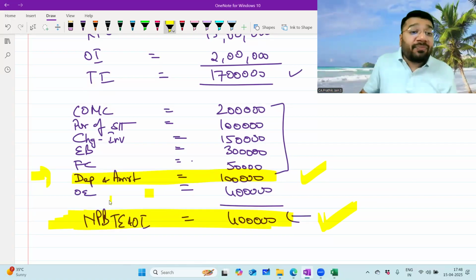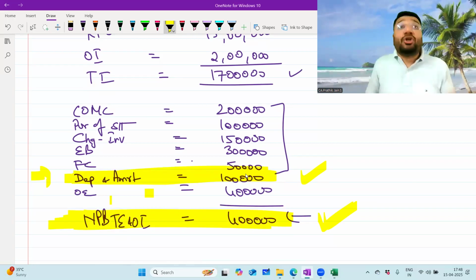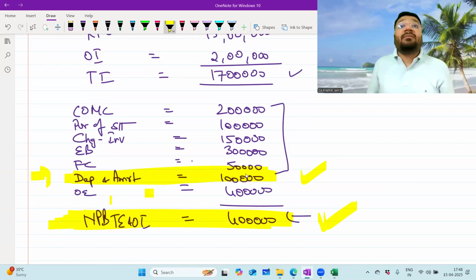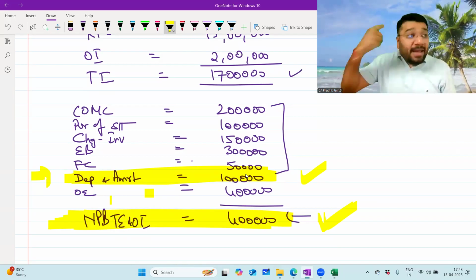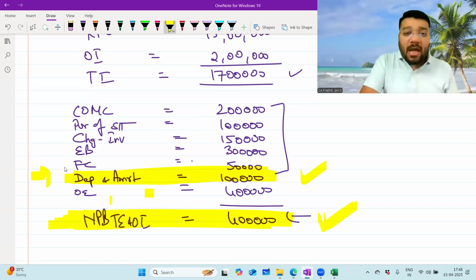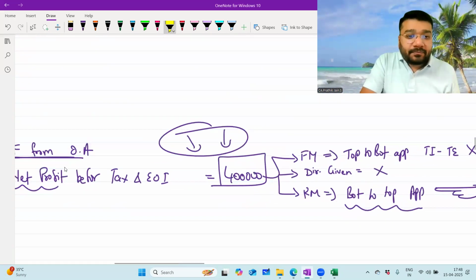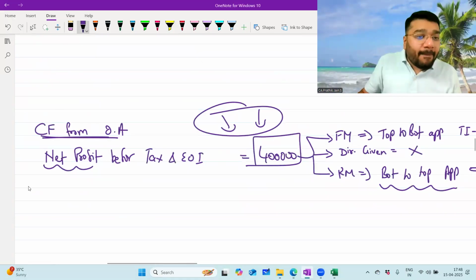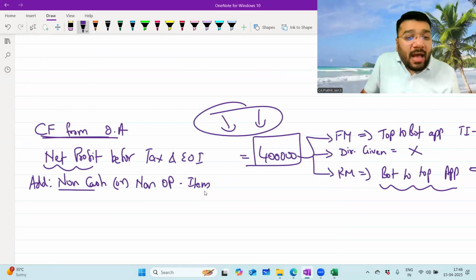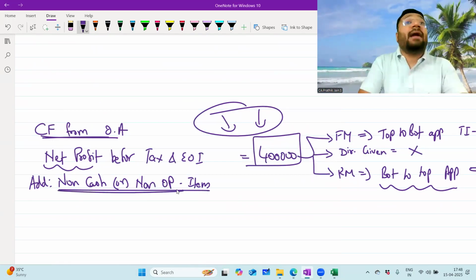What adulteration is done? In this, depreciation is subtracted. Should you minus it in the cash flow statement? No. But it is already subtracted. Now I have to cancel the impact. So for a minus item, if I have to cancel it, what am I supposed to do? Add back. So now add non-cash or non-operating items.